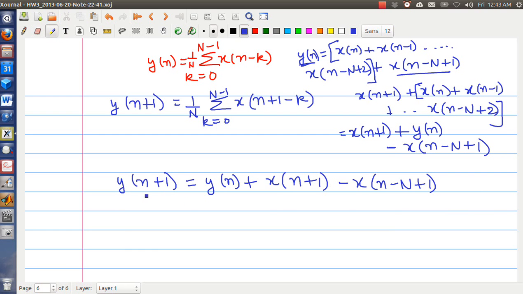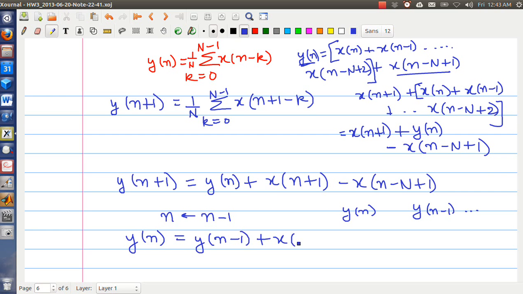Since the convention to write a difference equation is to write y of n in terms of y of n minus 1 and so on, we will need to replace n with n minus 1 everywhere. So we get y of n equals y of n minus 1 plus x of n plus 1 minus x of n minus n plus 1. This is our difference equation for y.